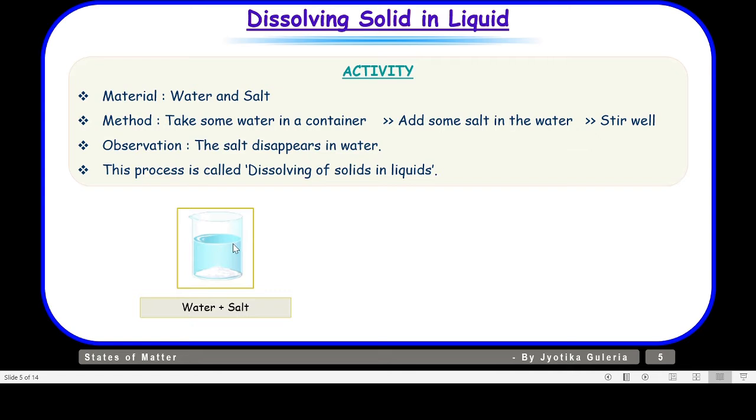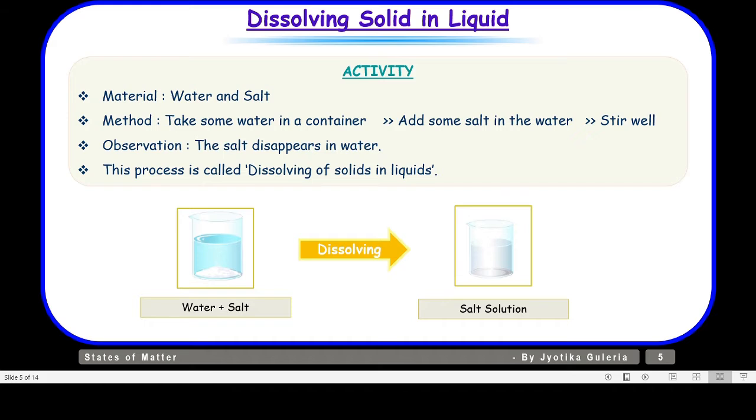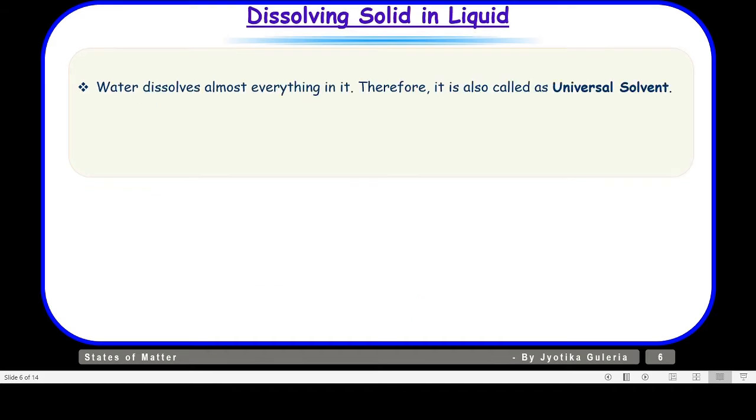As you can see here, this is the water, this is the salt settled at the bottom, and once you stir it and the salt dissolves, you will get the salt solution. Now let us take up some important terms connected to this activity. First of all, we should know that water dissolves almost everything in it. Therefore, it is also called the universal solvent. That means water has the property of dissolving many things in it, which makes it a universal solvent.